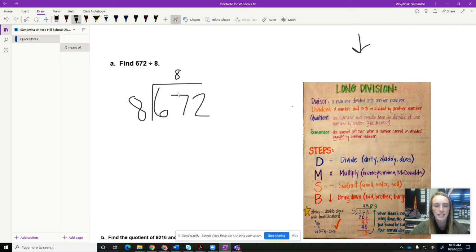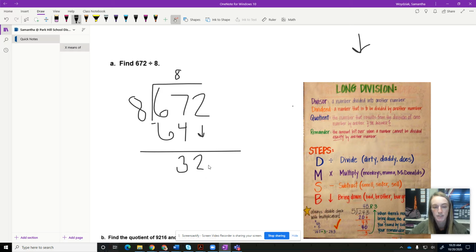Next, I'm going to multiply 8 times 8, which is 64. And what that means is 8 goes into 67 8 times, and it equals 64. So now we're going to subtract, and 7 minus 4 is 3. 6 minus 6 is 0. And the next step you can see here is to bring down. So I bring down my next digit, which is a 2.